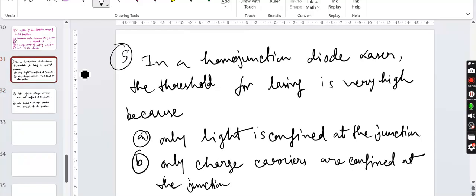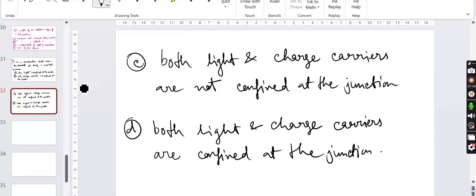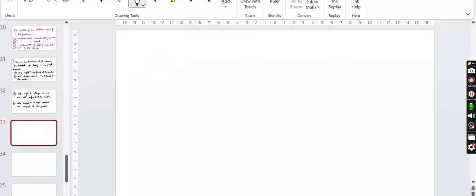So basically, we know that in a junction diode laser, nothing is confined in the junction, and that is why we needed the heterojunction diode laser, so that we can confine the light and also the carriers and reduce the optical loss.